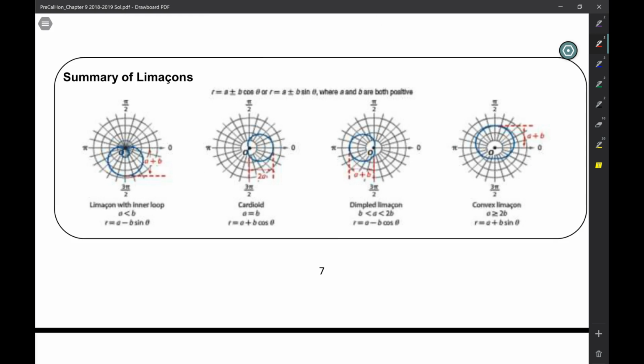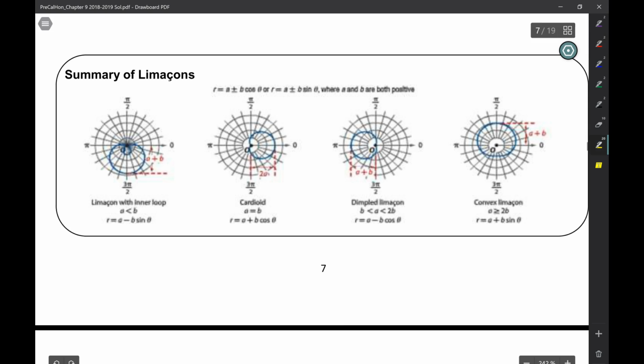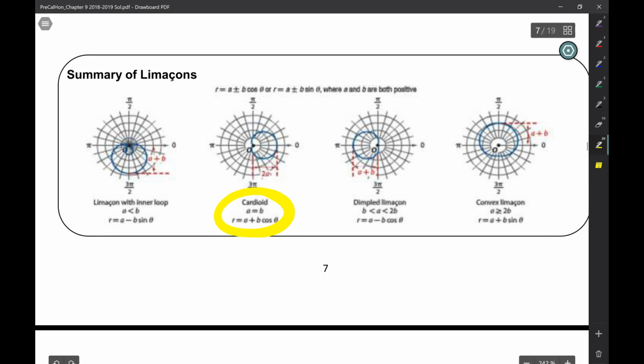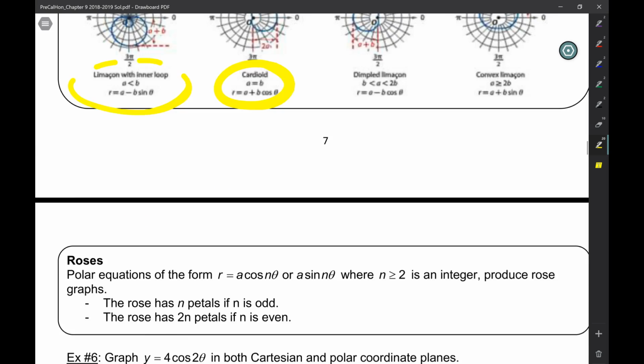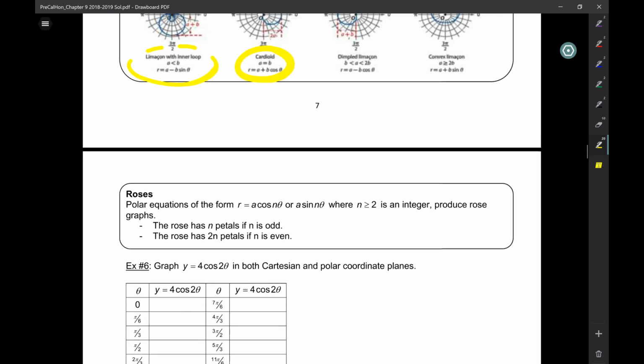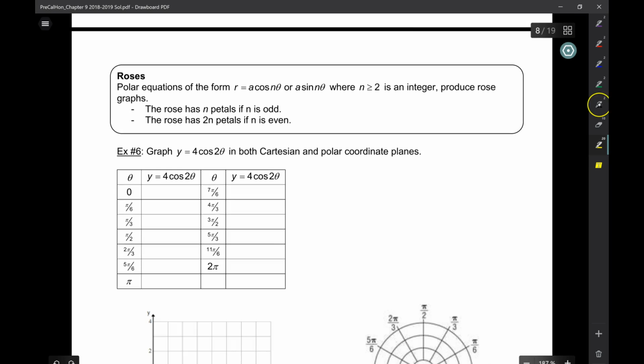Now, so this is how they all look. So when A is equal to B, you get the cardioid. When A is less than B, you get the inner loop. When A is greater, you get these, like the size of the dimple, right? That has to do with the case. Okay? All right. Cardioid.